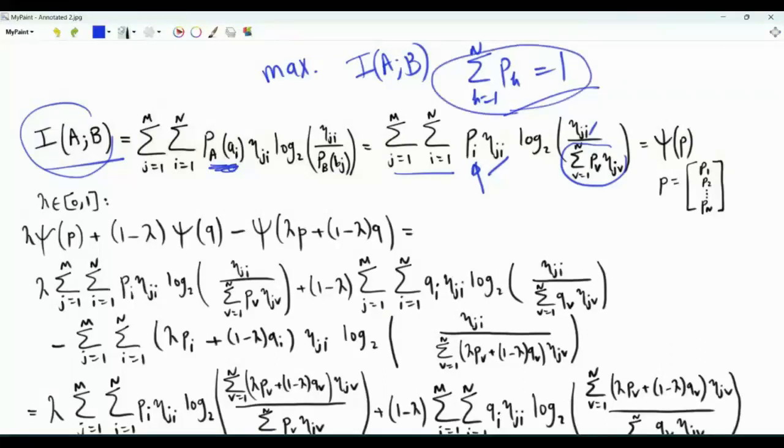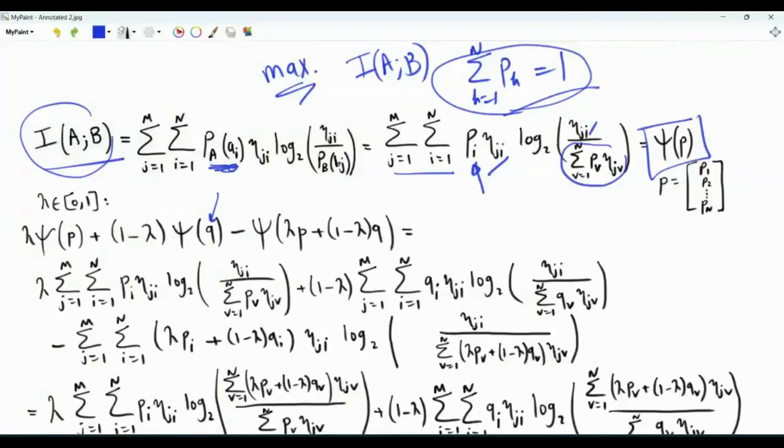The reason for this is that we have an affine constraint, and we are maximizing a concave function, which is equivalent to minimizing a convex function. So let's start by verifying that this function is indeed concave in the vector P. Let's just check it using the definition of a concave function for every P and Q. So Q is another vector that contains a PMF, so non-negative entries that sum to 1.